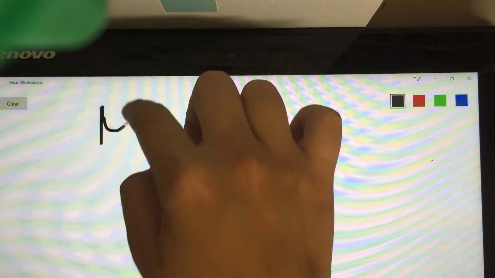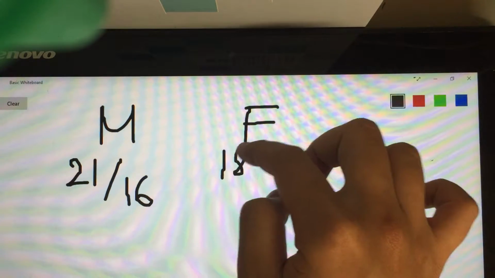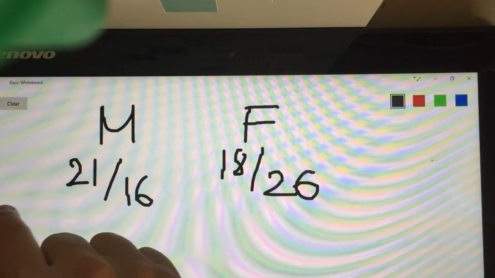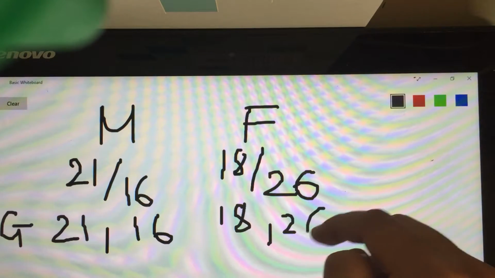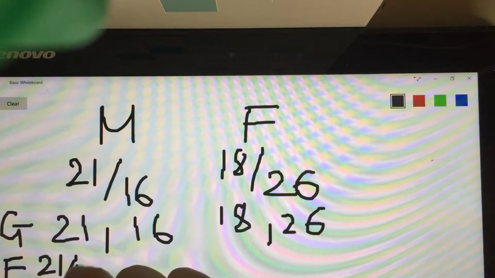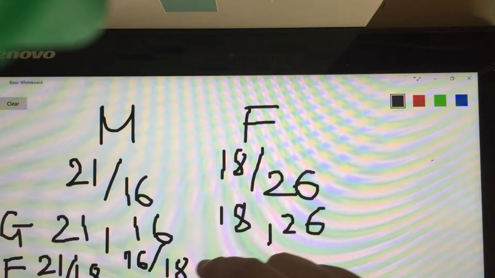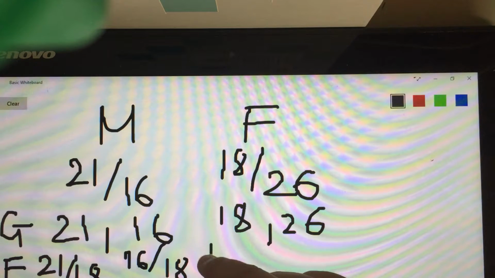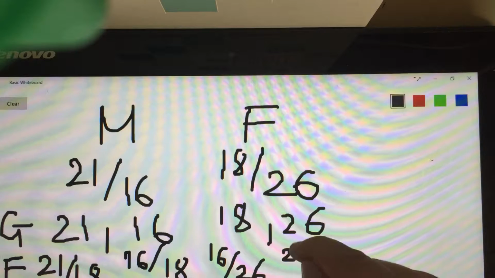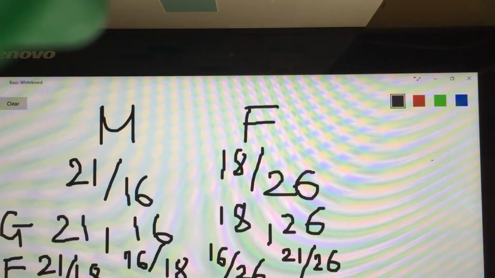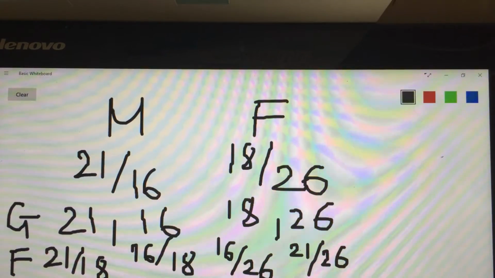Okay, let me clear it so it can look clearer. It's 21, 16, 18, 26, and so the gametes would be 21, 16, 18, 26, and F1 would be 21, 18, 16, 18, 16, 26, and 21, 26. So here's the offspring.